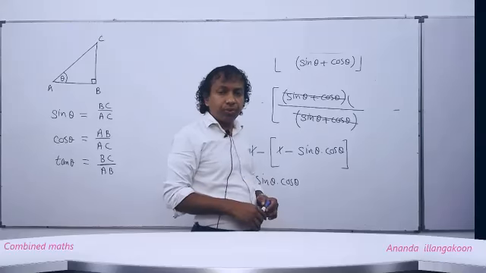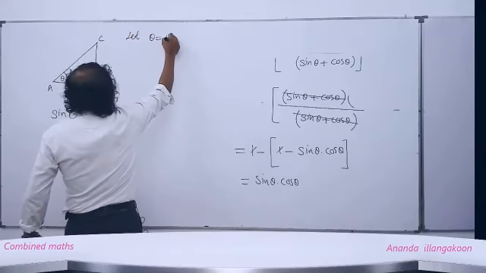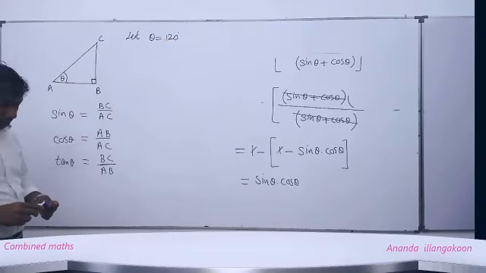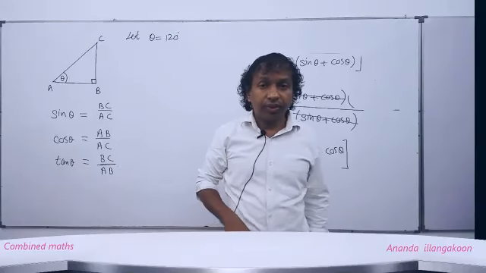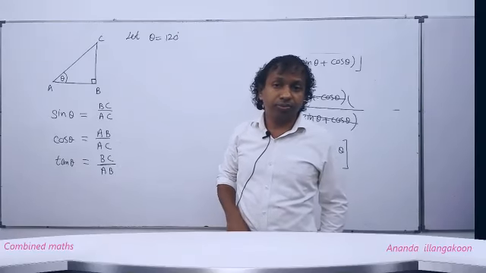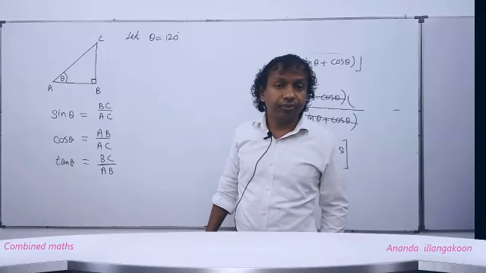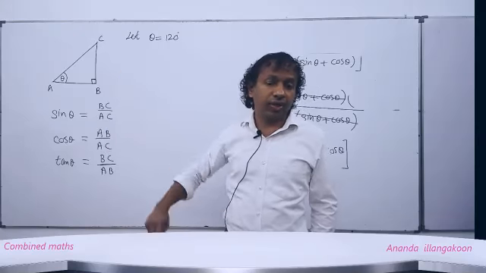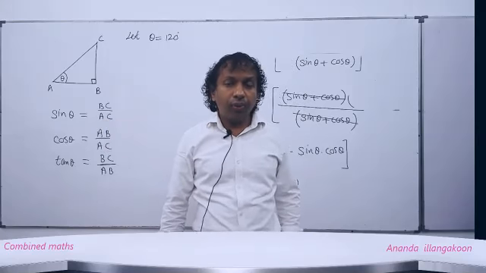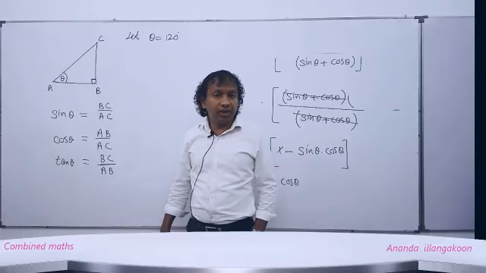Now my question is this. Suppose this angle theta is 120. Now this time, how can we draw a right angle triangle to define sin cos tan this way? Because in this way, sin cos tan we can define only for right angle triangles. Now can we draw a right angle triangle with one angle 120 degrees?